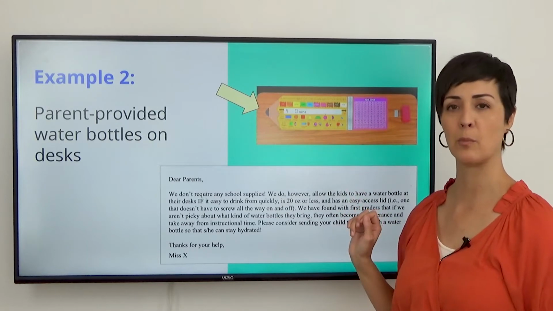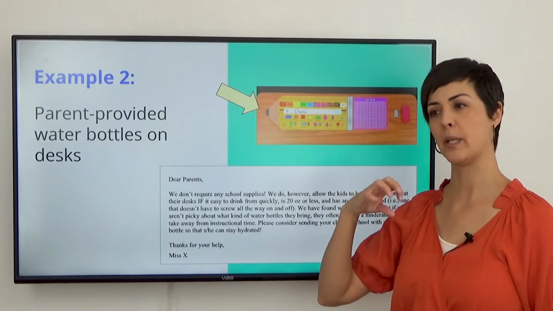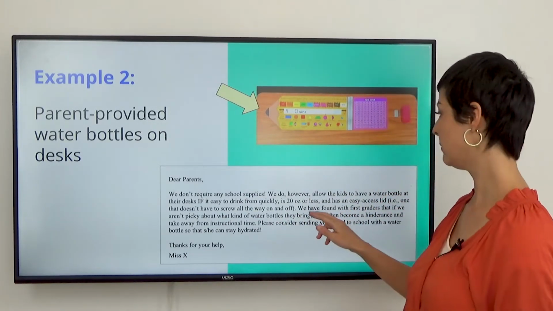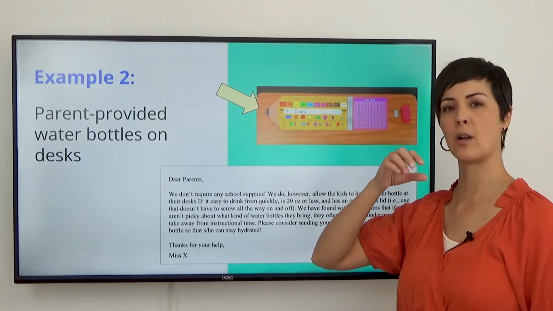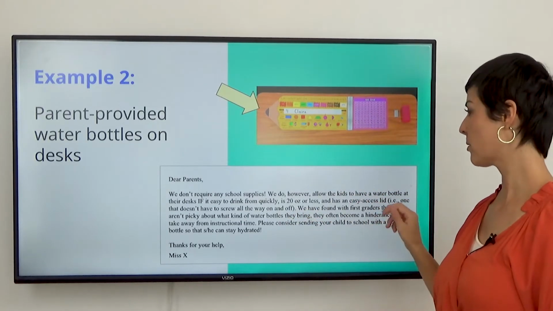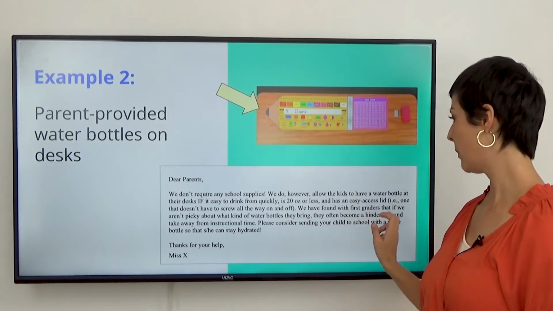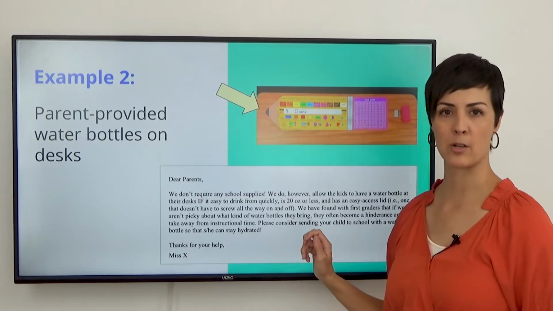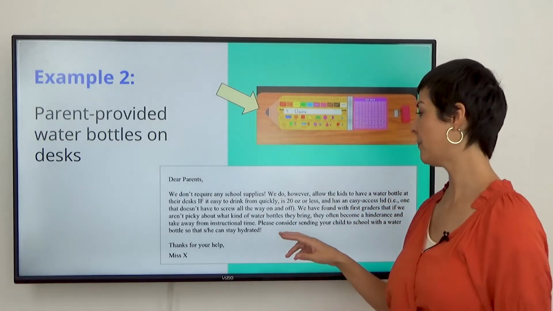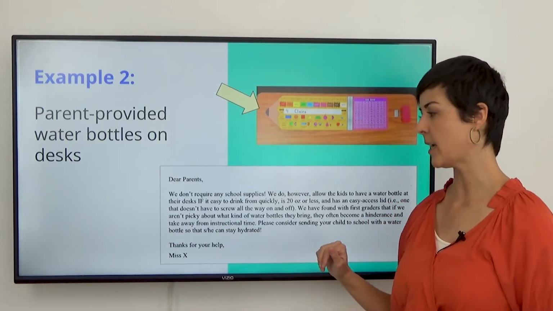I thought this was the most important part. In other words, one that doesn't have to screw all the way on and off, because then you've got a lot of noise, it takes time, and you've got spillage, right? So they did the ones with straws, or that you could just open it and take the drink that way. "We have found with first graders that if we aren't picky about what kind of water bottles they bring, they often become a hindrance and take away from instructional time, which is what we're trying to prevent, right? We want to add instructional time. Please consider sending your child to school with a water bottle so that she or he can stay hydrated."